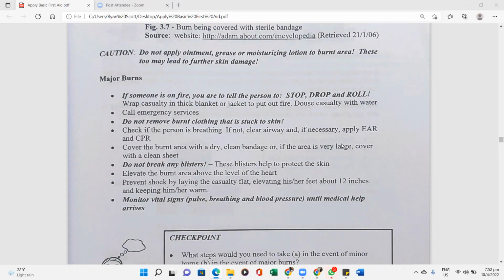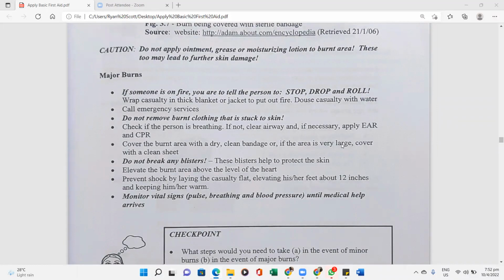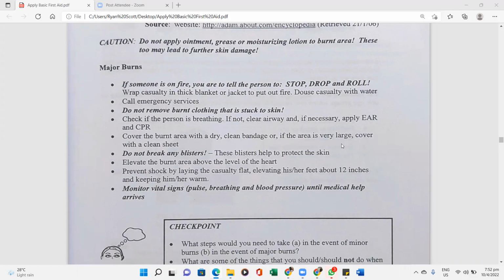Check if the person is breathing. If not, clear the airway, and if necessary, apply EAR and CPR. All right. It says cover the burnt area with a dry, clean bandage, or if the area is very large, cover with a clean sheet.